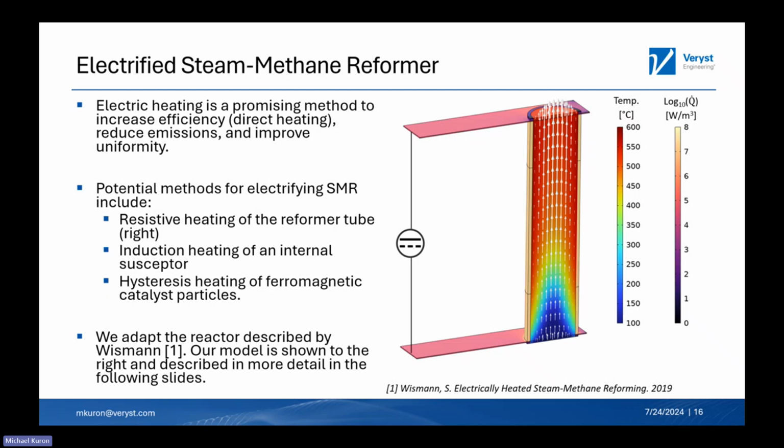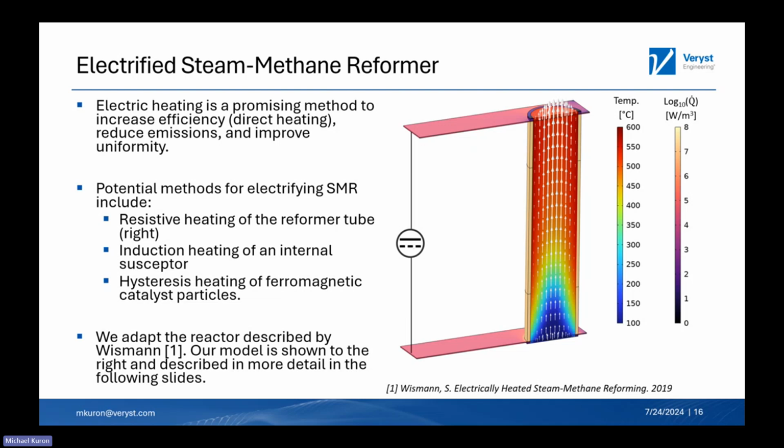Electric heating is a way that we could potentially increase efficiency of these types of systems by providing more targeted heating, reducing emissions, and importantly, improving thermal uniformity in the reforming tubes. A few ways that we see people in the literature exploring the electrification of SMR include resistive heating of the reformer tube. That's what we show on the right: basically connecting the reformer tube into a direct current circuit, applying a current across that circuit and generating heat.